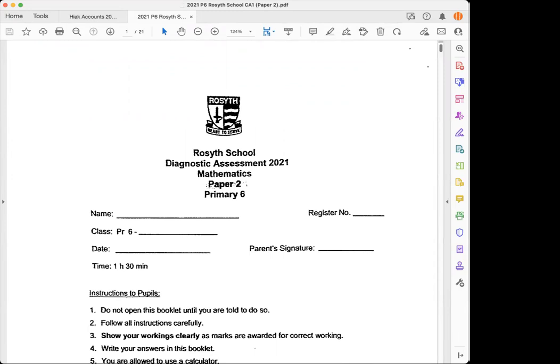Hi everybody. So today I'm going through the solution for Rosyth Diagnostic Assessment 2021 Paper 2 Primary 6. So I'll be going through every question.